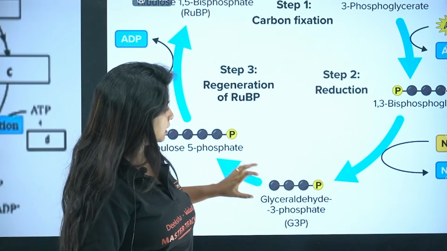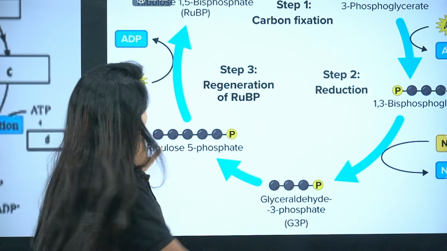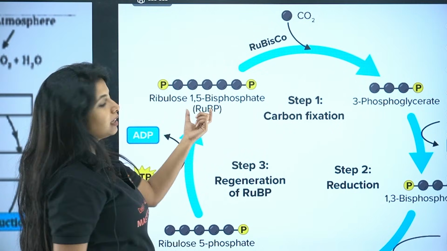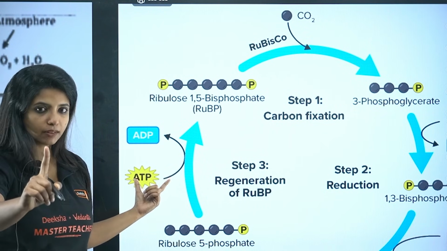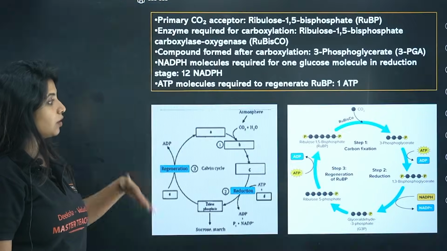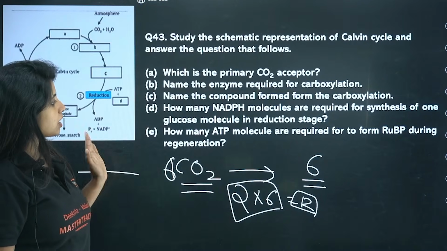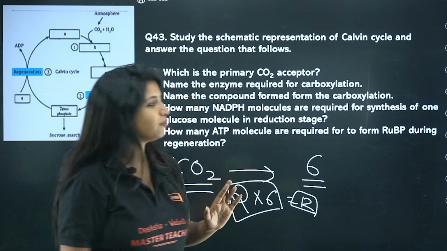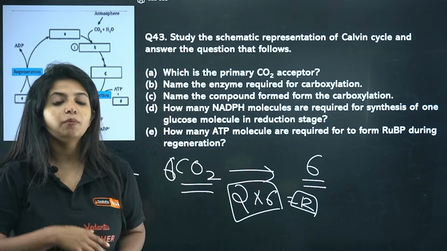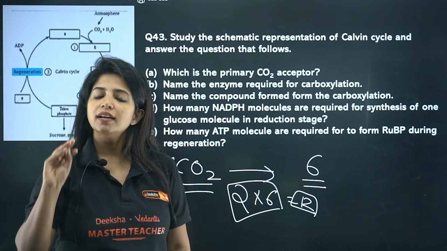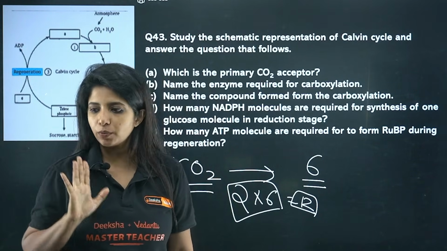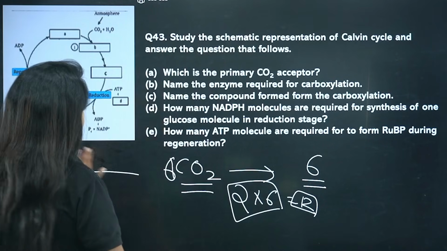So once glyceraldehyde 3-phosphate and everything is being formed over here, we need to regenerate the RuBP. And for that, how many ATP do you require? You see, only one. You are not being asked about different cycles. You have been just asked how many ATP molecules are required to form RuBP. You didn't say about when it is forming one glucose molecule. There is no mention about that. So basically you just say 1 ATP is required for this. Done? Done. That's all.